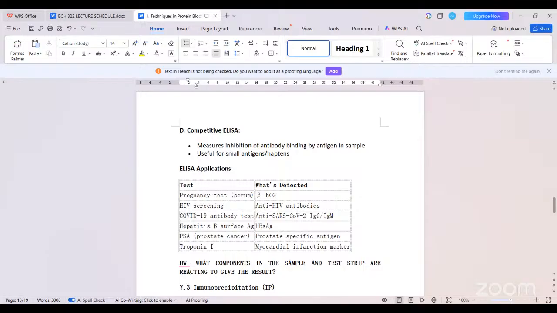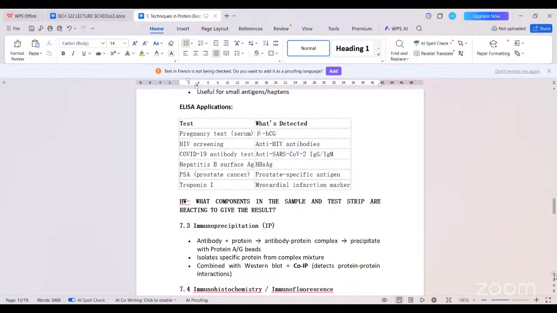have beneath this table, please make sure you submit it before next class. It says what components in the sample and test strips is reacting to give us the results we are looking for. So please note the assignment.